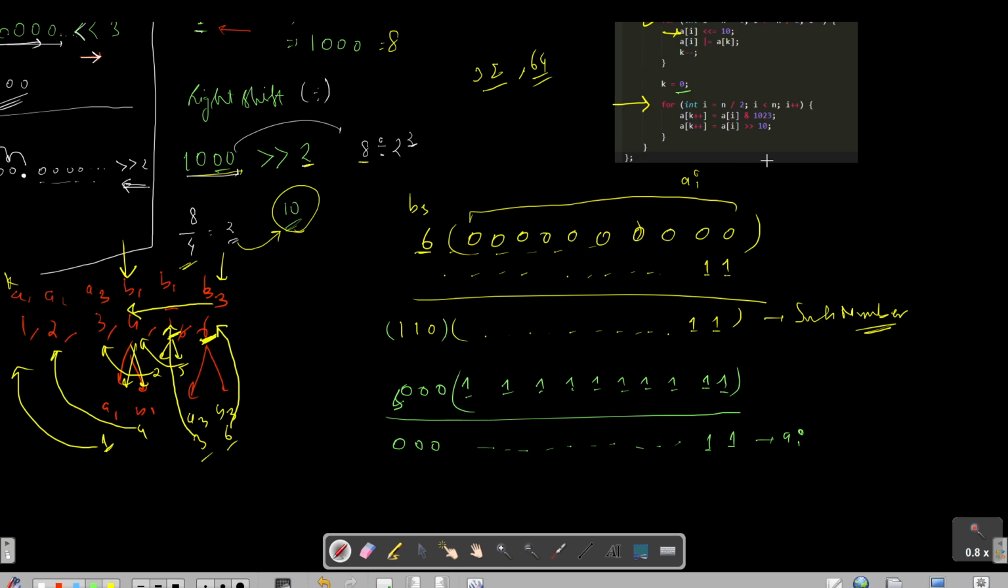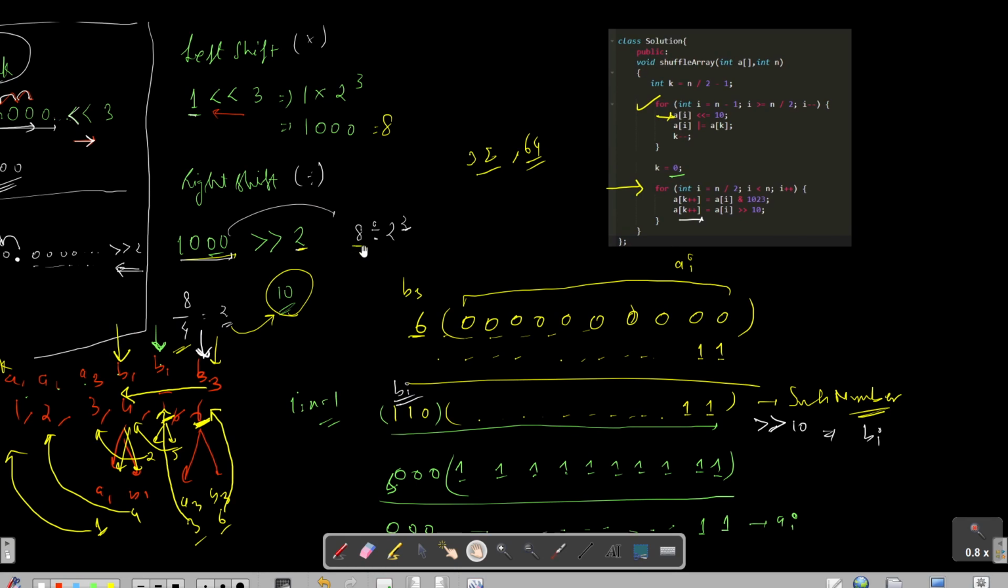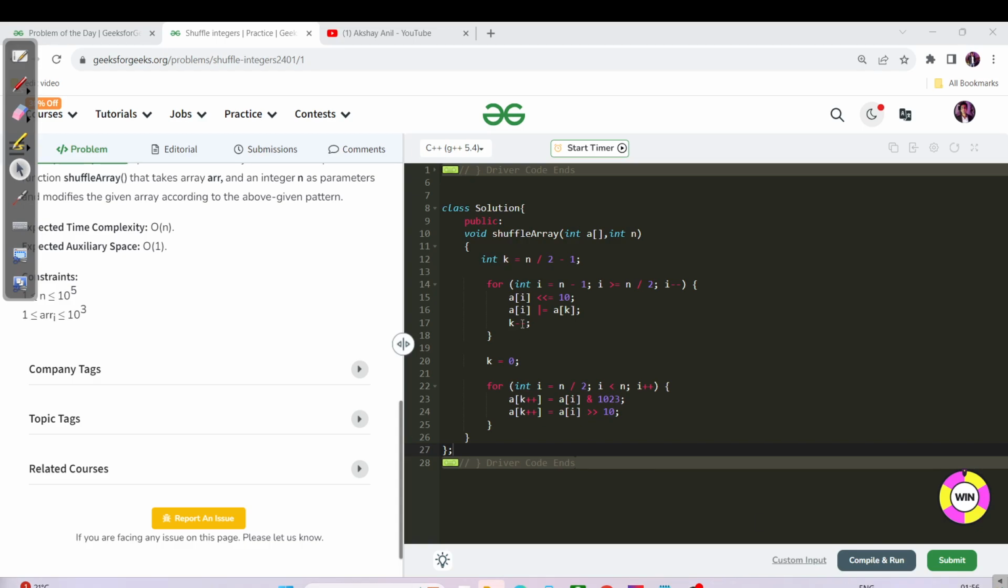So k is pointing, for I equals n minus 1, to this one, 0 1 2 3 4. It would be pointing to this fourth index. Similarly, in this particular number, if I do a right shift operation 10 times, then what will I get? The BI, and that's what I'm placing in the next index. So here it would be placed here, right? So that is it. I hope I was able to give you the exact intuitive approach of how to think in a particular direction to solve this question. Now let us go ahead with the code.